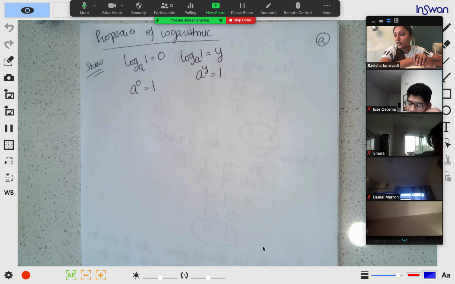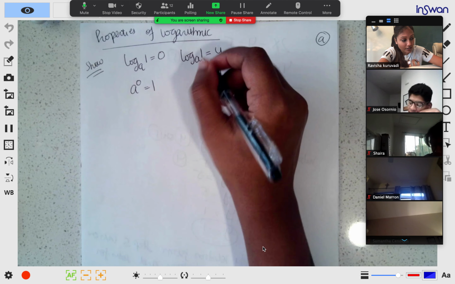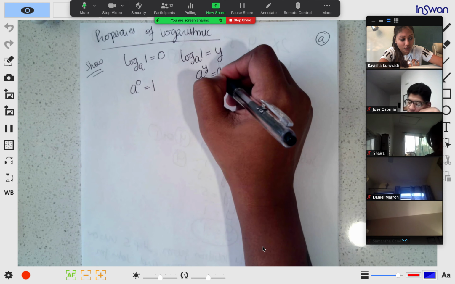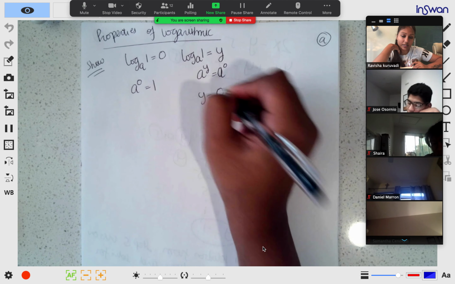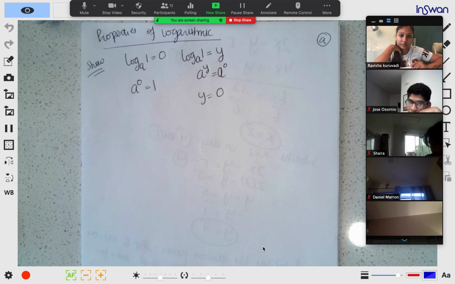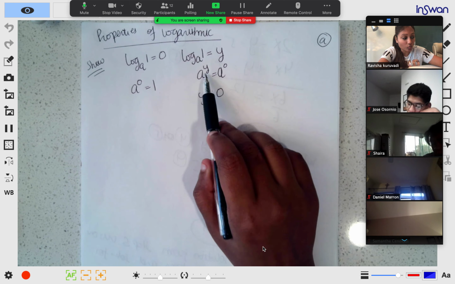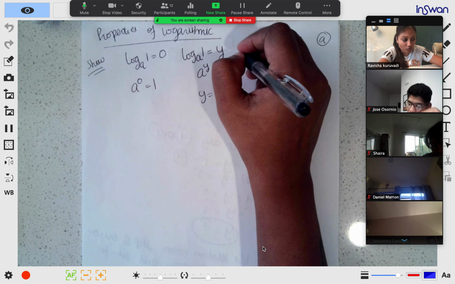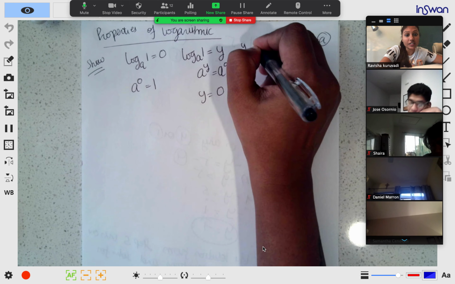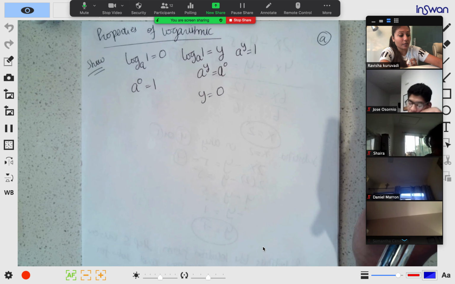That's another way of doing it. And 1 you can write as a to the power of 0. So you get y is equal to 0. That's another way of doing it. I wrote it equal to y, a to the power of y is equal to 1. I mean, you don't need to prove this, but the first property I'm going to explain.